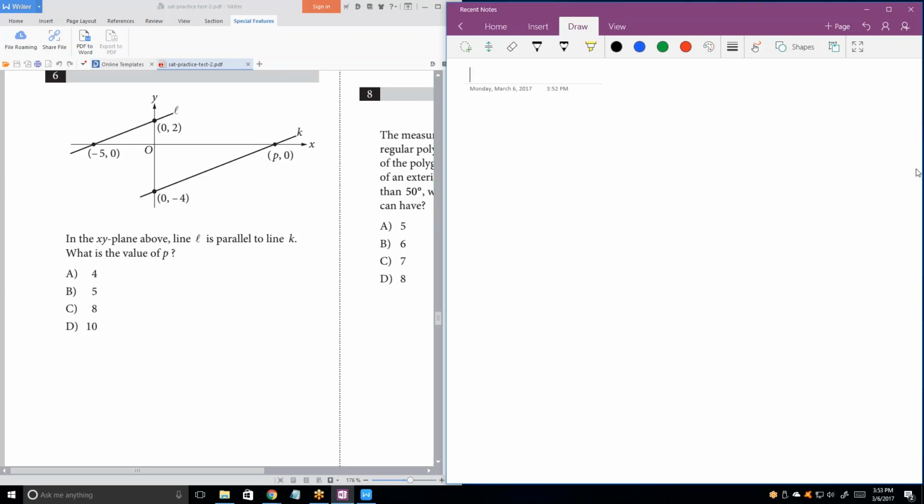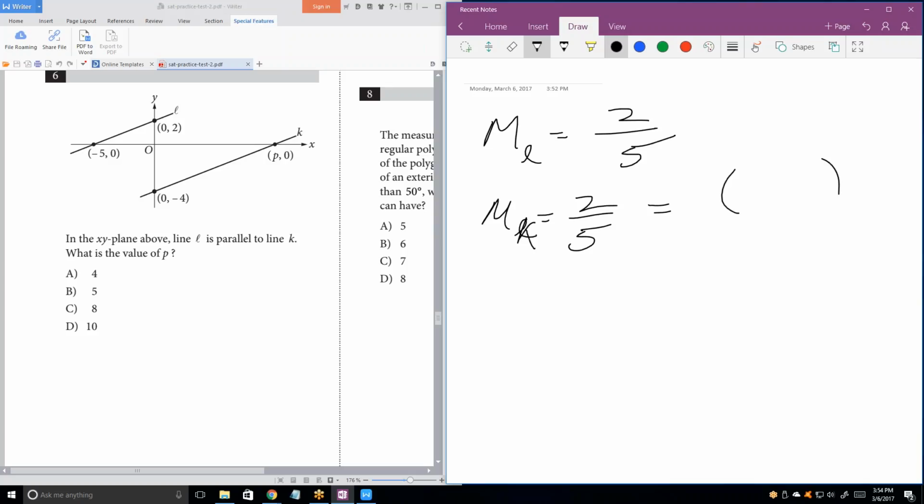What's the slope of line L? Negative 5 over negative 2, so 5 over 2. Rise over run. Oh, yes, 2 over 5, sorry. So that's also the slope of line K, 2/5, because they're parallel.